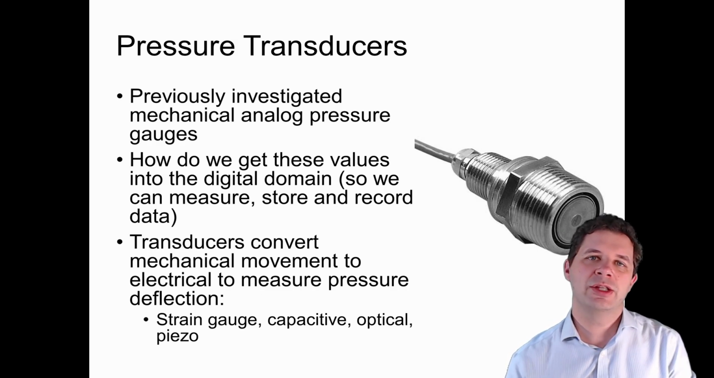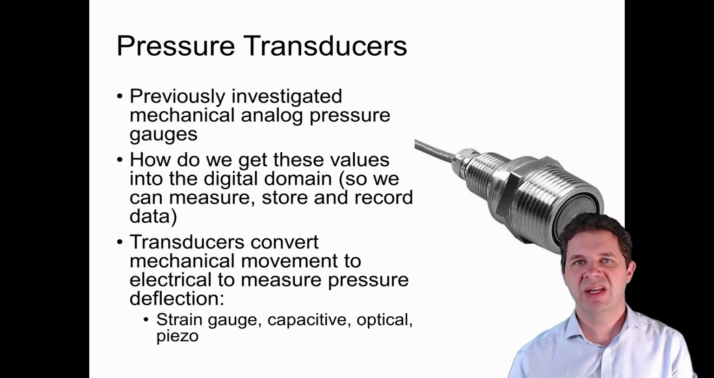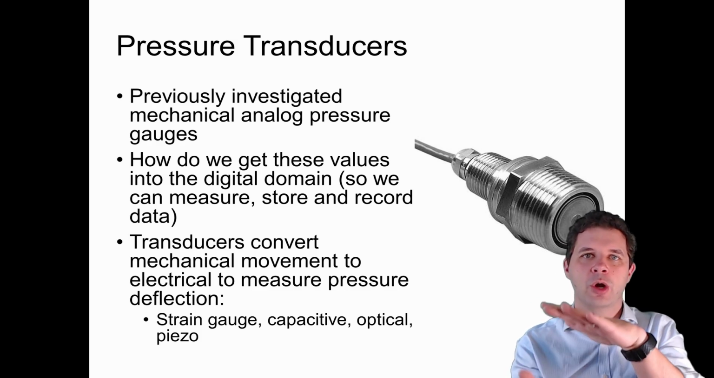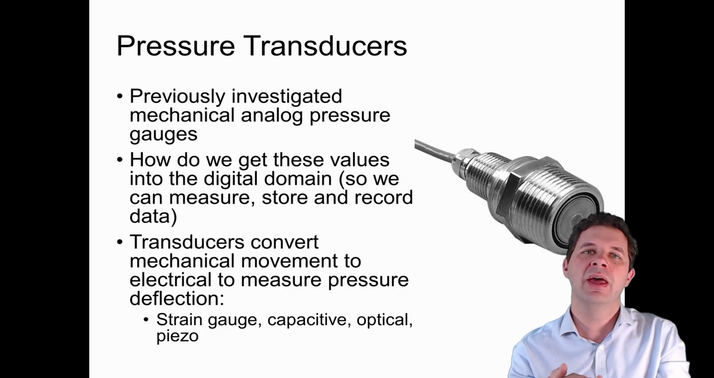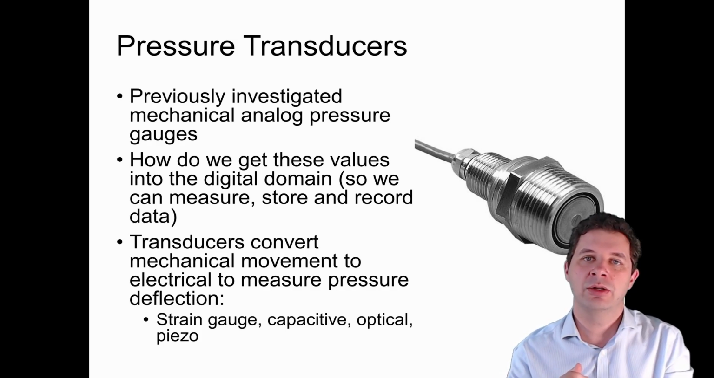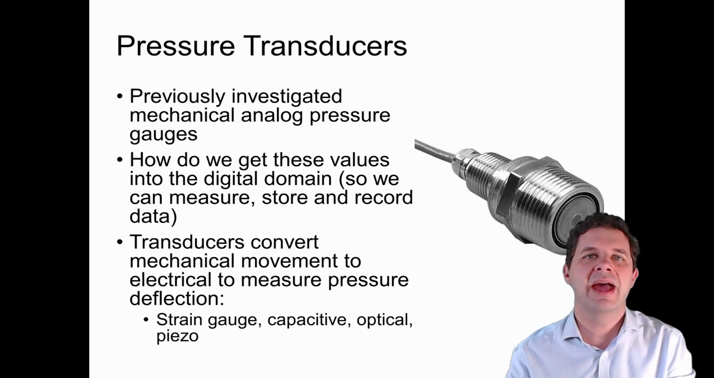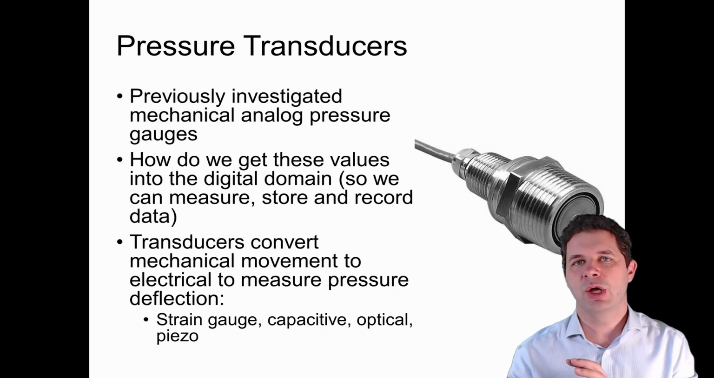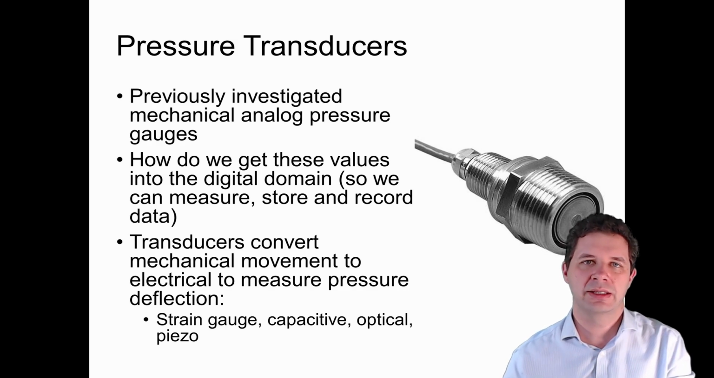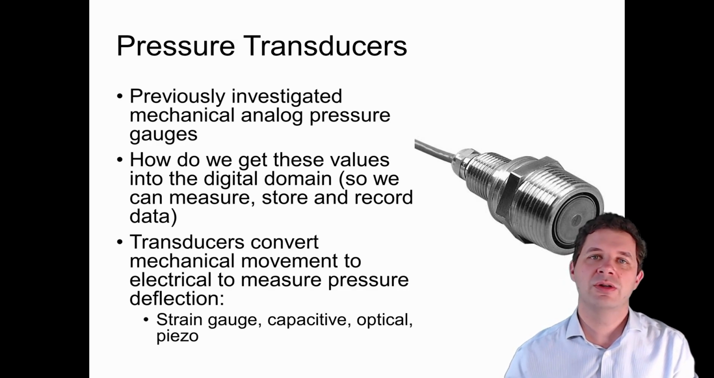So when we're talking about transducers, we're looking at ways to get this typically analog movement, like the bellows opening and closing or the diaphragm moving, into our digital domain that we can use. And there's some fundamental ways that we do this. For example, using strain gauges, using capacitive sensors, using optical sensors, and using piezo sensors. So let's go through some of those different techniques.